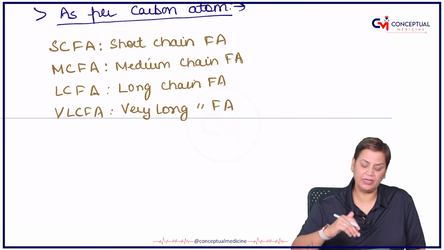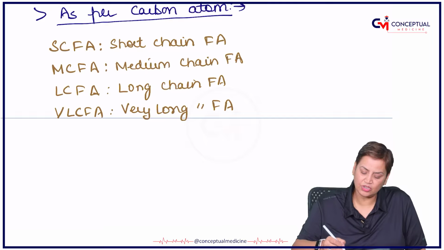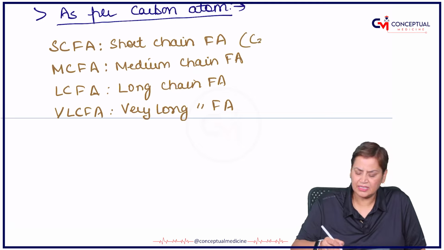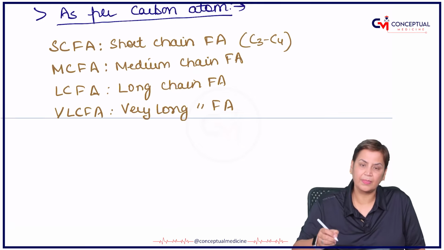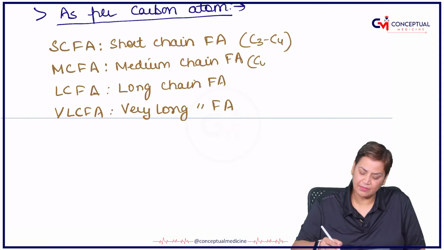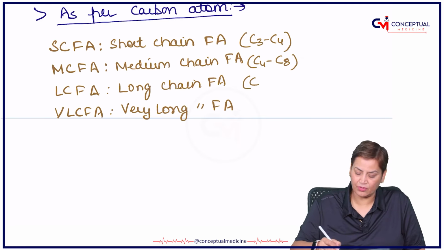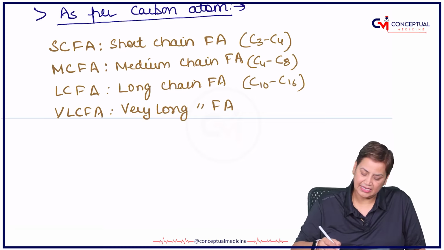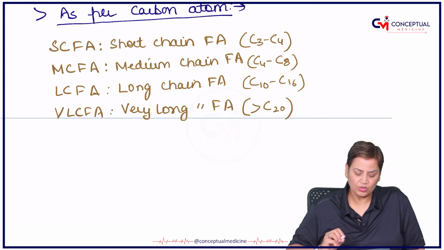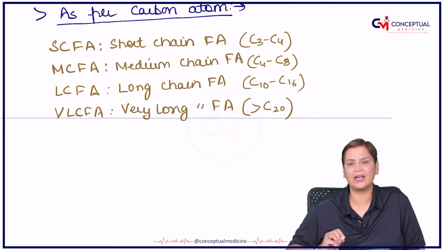So if we have to define how many carbon atoms are there, short chain fatty acids, you can say C3 to C4. Medium chain fatty acids might be C4 to C8 or C9. If we talk about long chain fatty acids, it can vary from C10 to C16 or C18. And if we talk about very long chain fatty acids, more than C20. So this is classification of the fatty acids as per their carbon atoms.